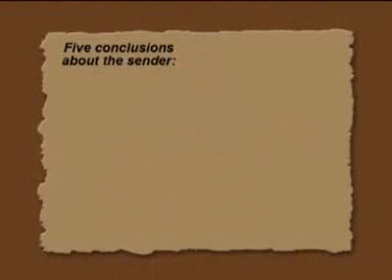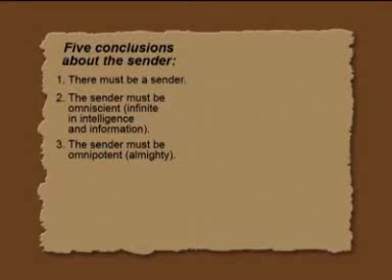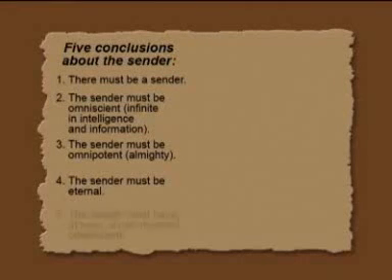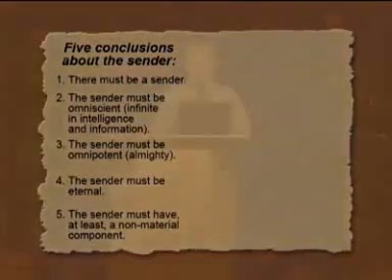Now let's see our conclusions about the sender from the point of view of laws of nature about information. We see on the left side the 5 points we find out. There must be a sender. The sender must be omniscient, infinite in intelligence and information. The sender must be omnipotent, almighty. The sender must be eternal, and the sender must have at least a non-material component.